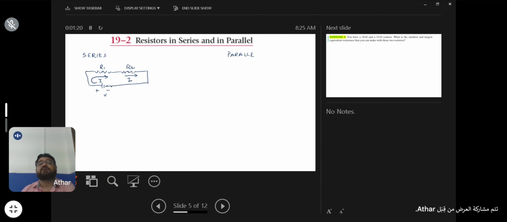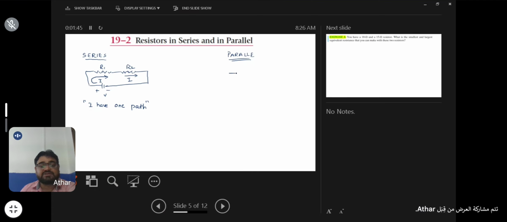So what I am repeating here, series combination is a combination in which current has one path. Current has one path to flow. Okay? So this is the basic definition. I have one path. This I am writing, not me, I for the current. Okay, and the parallel combination is what?